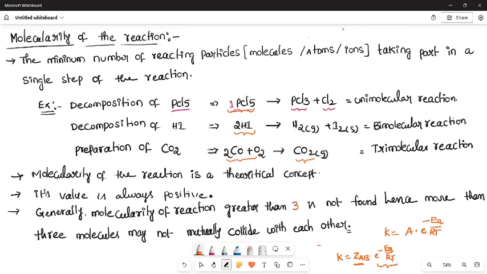ఓకేనా? నెక్స్ట్, so in organic chemistry, we are having two kinds of reactions. One is the SN1, another one is the SN2. SN1 means substitution nucleophilic unimolecular. SN2 means substitution nucleophilic bimolecular. Okay, 1 minute.